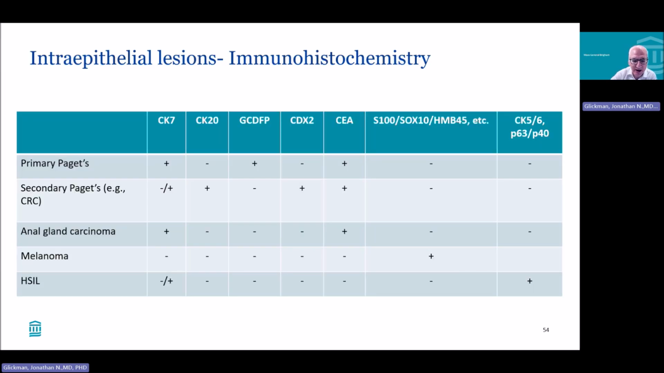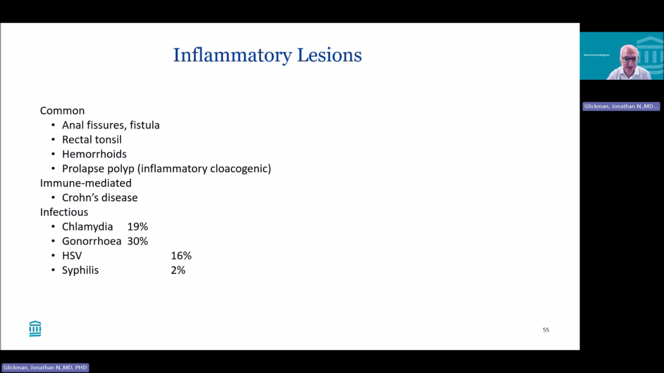So, when one encounters these sorts of Paget cells on a biopsy, if the clinical background is not clear, often a well-chosen panel of immunostains will be helpful to distinguish primary and secondary Paget's disease, also anal gland carcinoma, and melanoma, which may of course have melanocytes within the squamous epithelium spreading in more of a pagetoid fashion. Also pagetoid spread of HSIL can occur. So one needs to consider all those possibilities in the context of other disorders that the patient has.